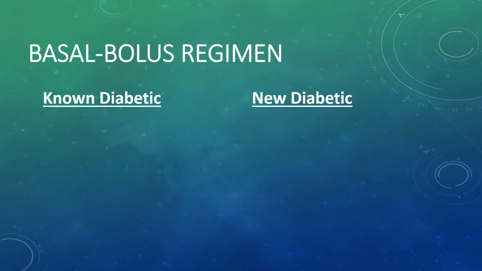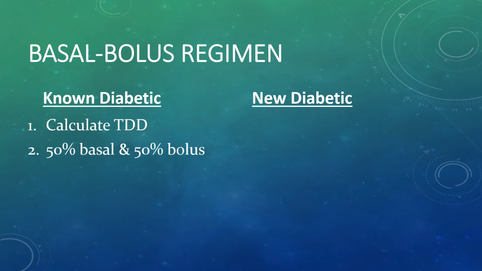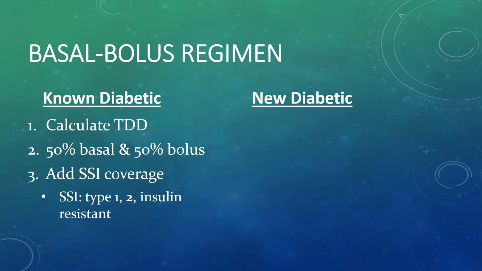So just to break down the basal bolus regimen a little bit further. If the patient is a known diabetic, the first step is you want to calculate their total daily dose of insulin. This is where you add up all of the patient's home insulin, whether it's basal, bolus, whether they're on Levemir, NPH, whatever. You just add up all of the units that they're on and take that total. Then you take 50% of that and make it basal, and 50% of that and make it bolus. So then you add sliding scale coverage on top of that.